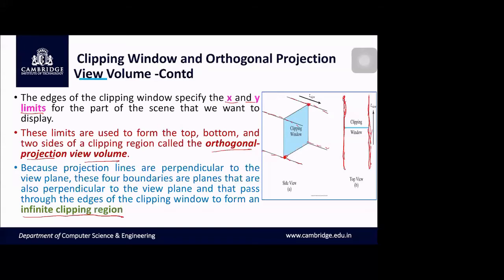That is perpendicular to the view plane also, because in my previous video I have already told you the clipping window is positioned onto the view plane. So wherever the view plane is, our clipping window is there. If all these lines are passing through these edges, then obviously it is perpendicular. If these lines are perpendicular to the clipping window, then they are perpendicular to the view plane also. Fine. Then I can generate an infinite clipping range.